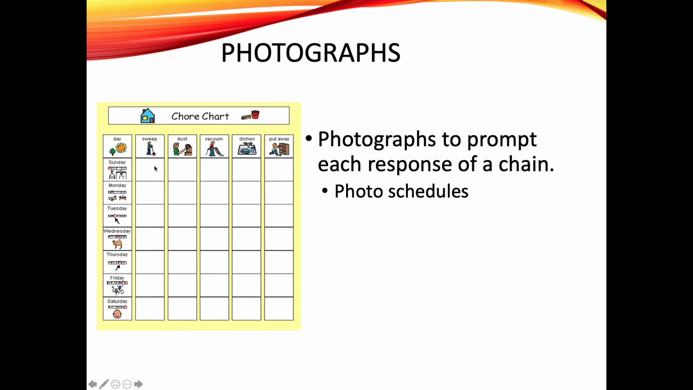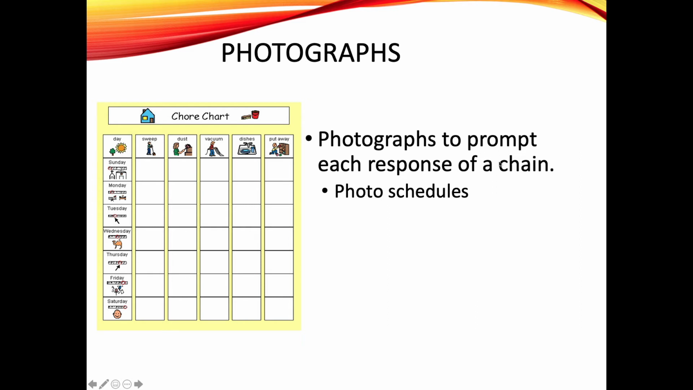So if this were the schedule, we might meet with the individual in the beginning of the day. We walk them over to their chore chart and we point or guide them to point to sweep. And maybe we add the verbal instruction sweep. Then we physically guide them over to a broom and physically guide them to start sweeping. Now, that is using physical guidance to teach the entire chain of behaviors. And we have to eventually fade those prompts out such that only the photograph is generating the correct behavior.